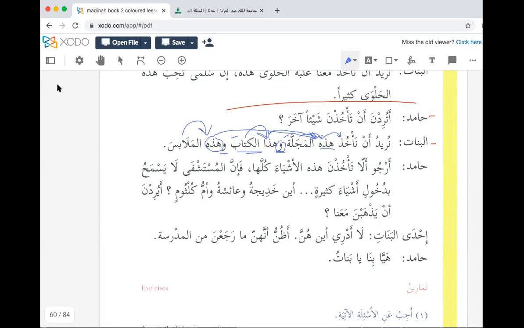Question: what is the plural of libas? ما هو جمع لباس?